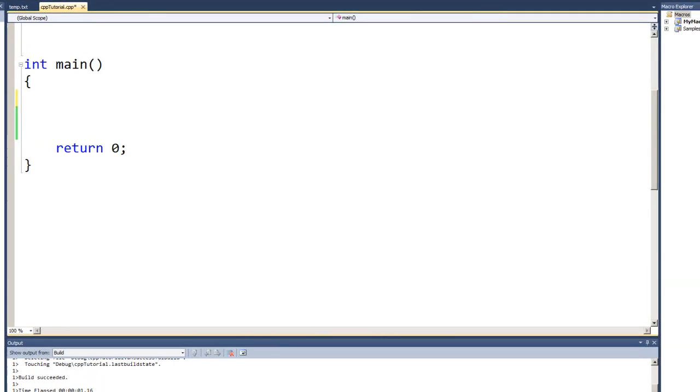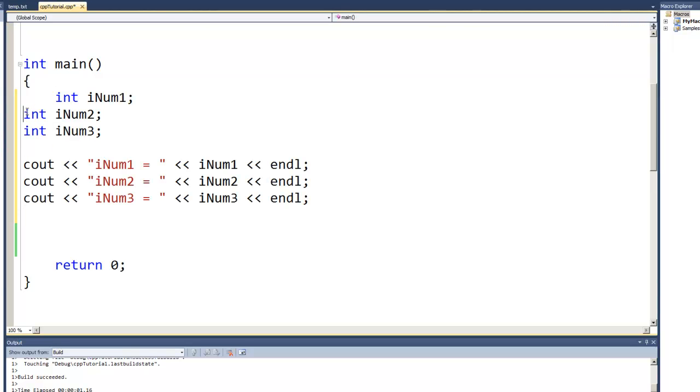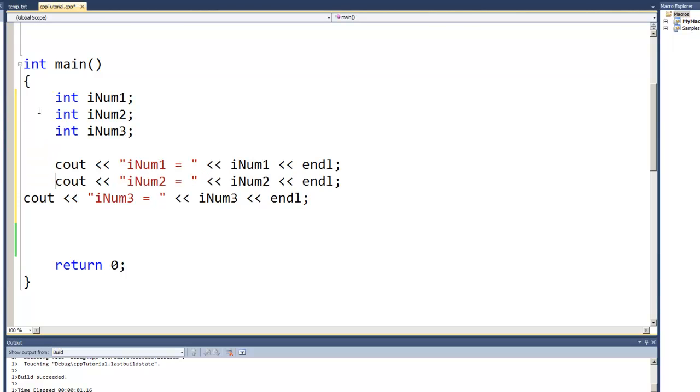So to start with, I've created a couple of variables. I've also created some couts just to save some typing. So let me paste those in. And we've created, as you see, three integer values, inum1, inum2, and inum3, and then couts for each of those.